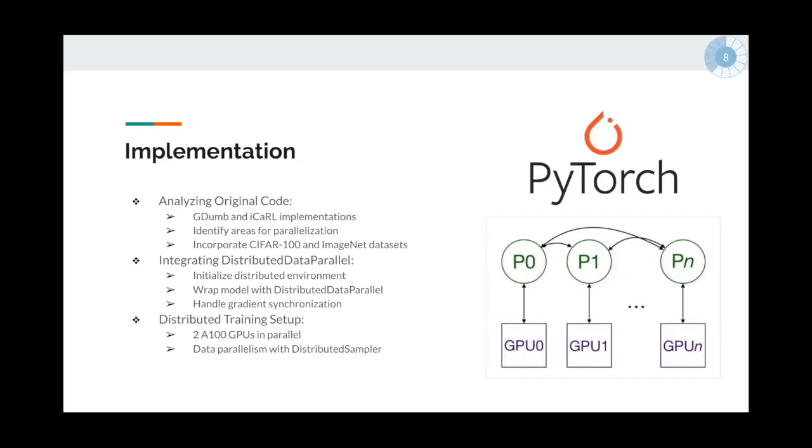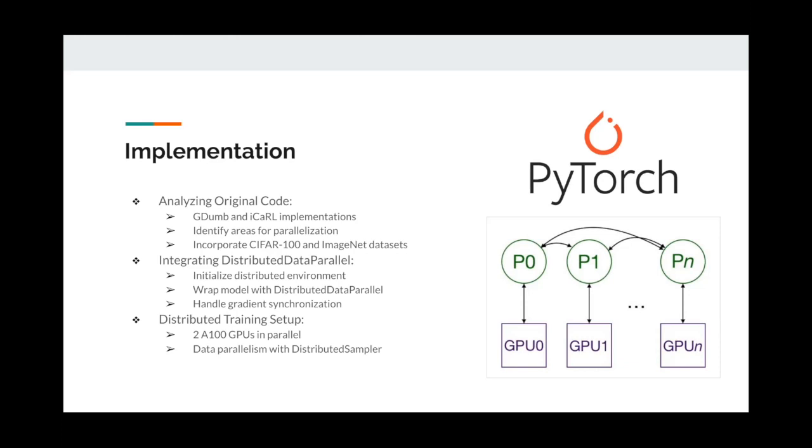The implementation is actually not too advanced because I began working from the original implementations of both GDumb and iCaRL produced when their respective papers were published. They're both posted on GitHub. I began by working through that code and identifying which areas would need to be run in parallel, as well as running the non-parallel experiments. I also needed to incorporate the CIFAR-100 and ImageNet datasets so that they could work with those, because ImageNet didn't come out of the box with either of them.